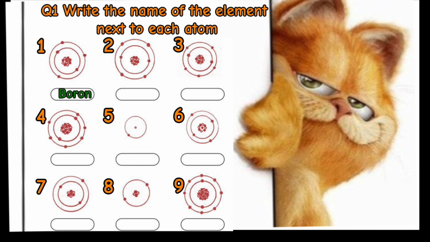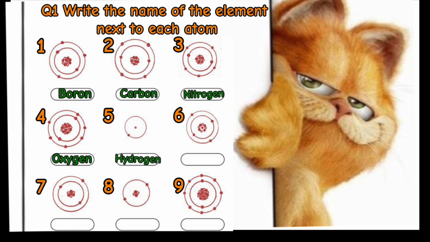The second atom has 6 electrons, so the atomic number is 6. So this is carbon. The atom number 3 has 7 electrons, so the atomic number is 7. So this atom is nitrogen. The next atom has 8 electrons, so the atomic number is 8. So this atom is oxygen. The atom number 5 has 1 electron, so the atom is hydrogen.